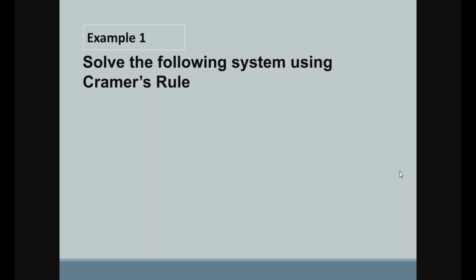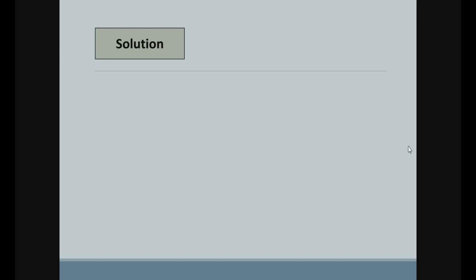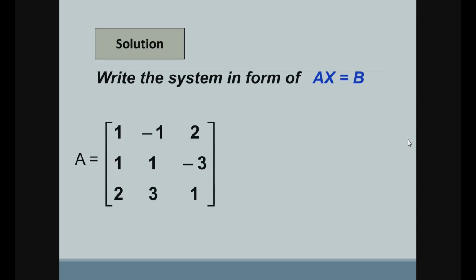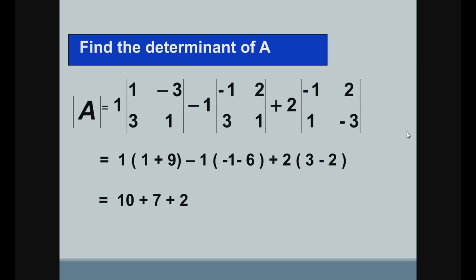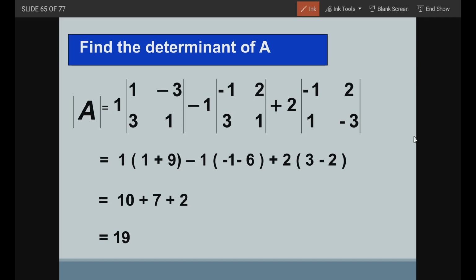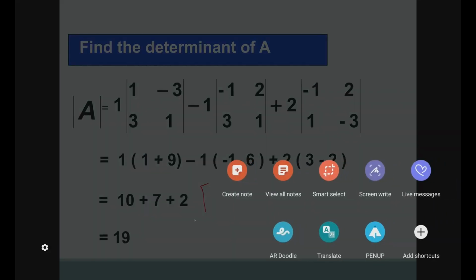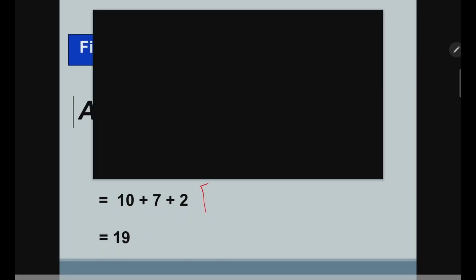Okay, we look at the example. Write the system of equations AX equal to B. We need to find the determinant. Do you still remember how to find the determinant? Here just now we have, we create a note.